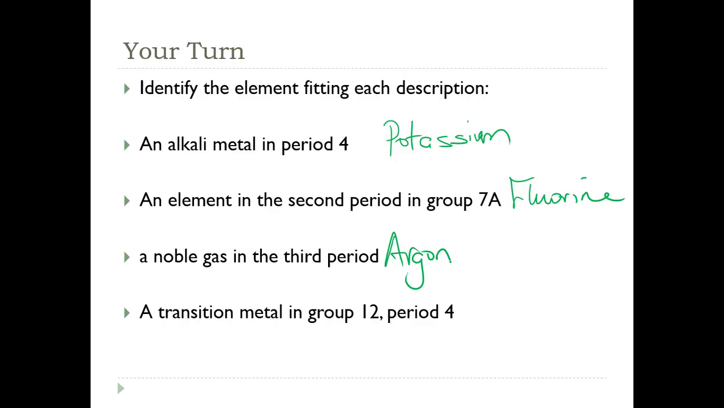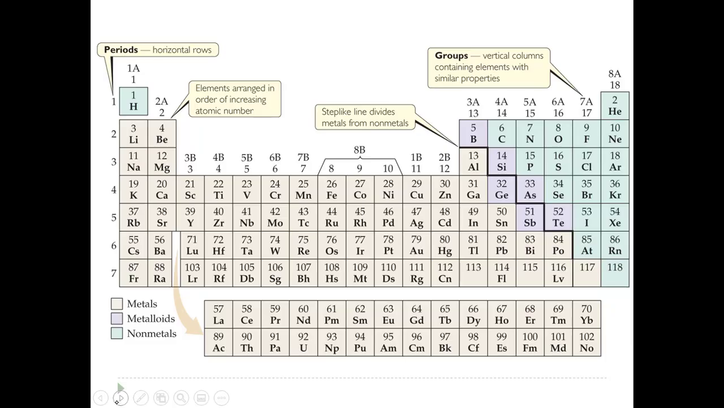And then a transition metal in group 12, period 4. So that would be zinc.